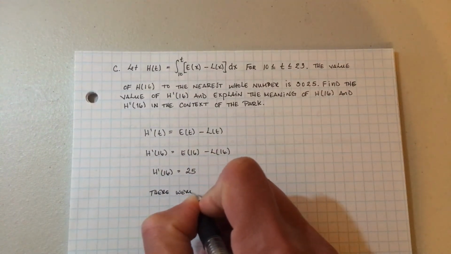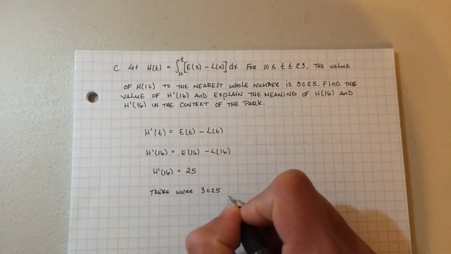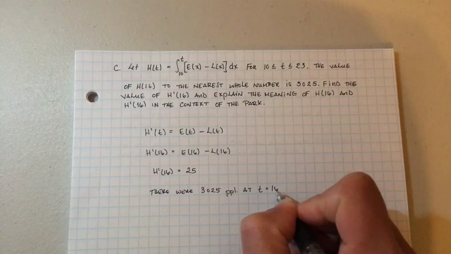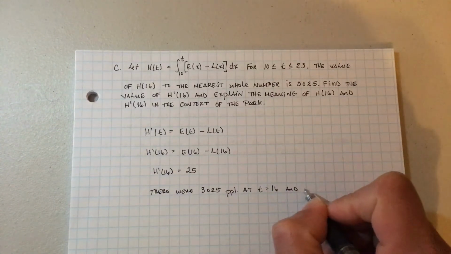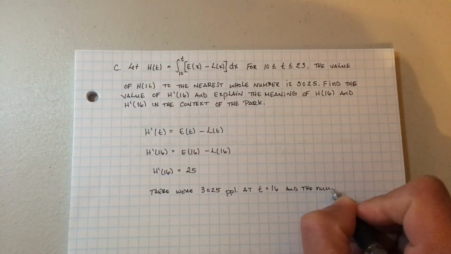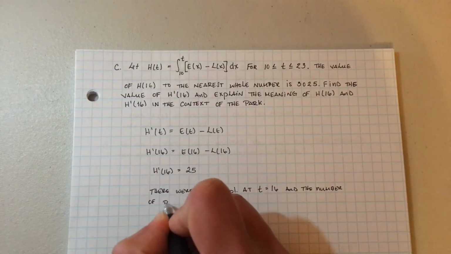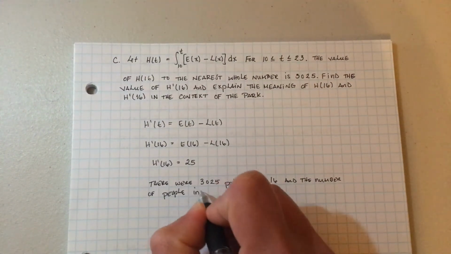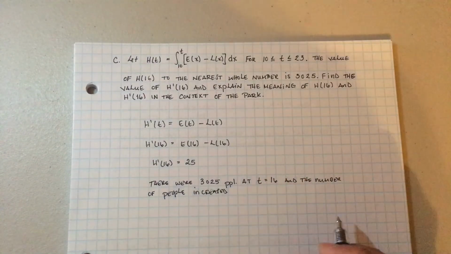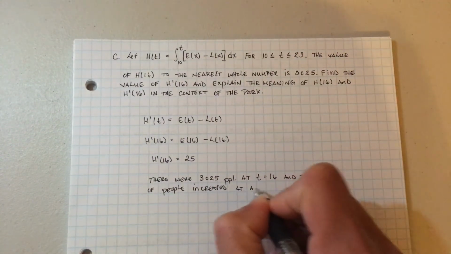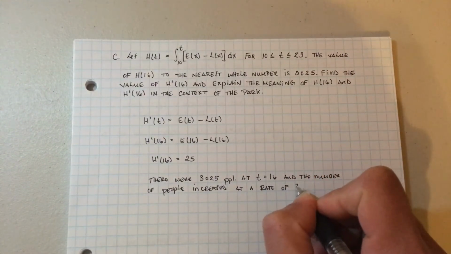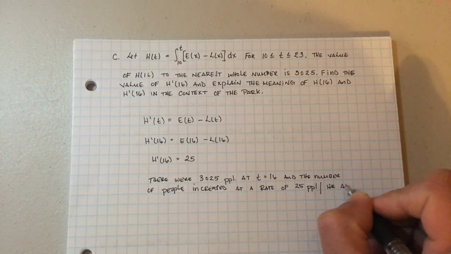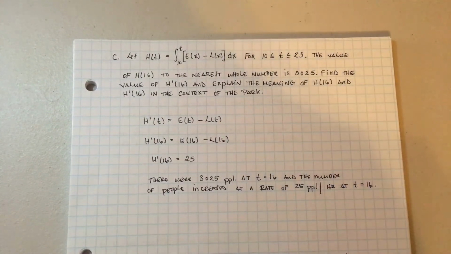There were 3,025 people in the park at t equals 16, and the number of people in the park actually increased at a rate of 25 people per hour at t equals 16. Okay, so that's what that means.